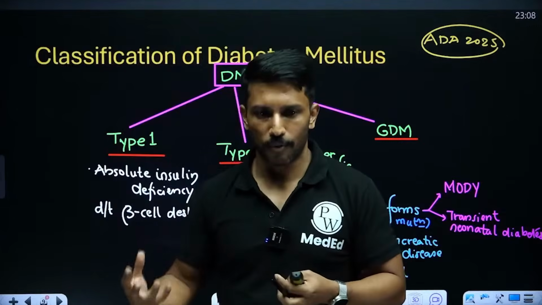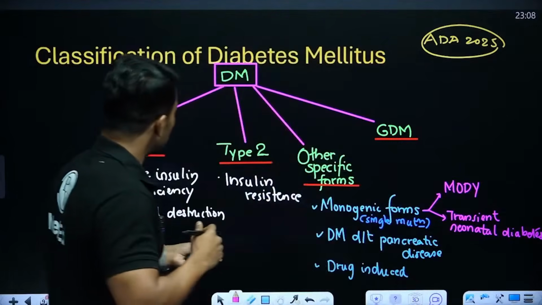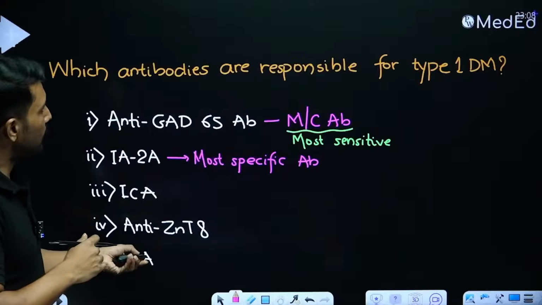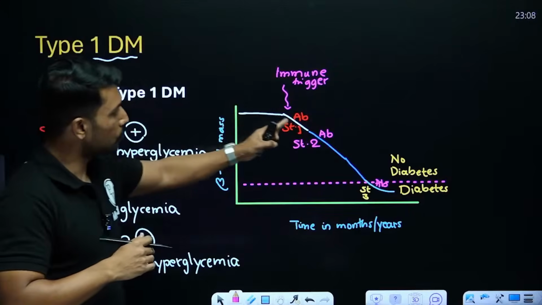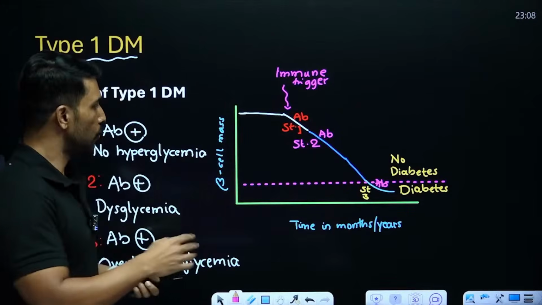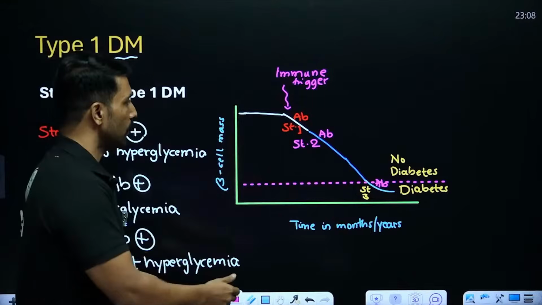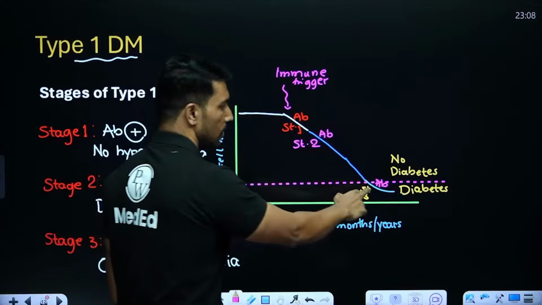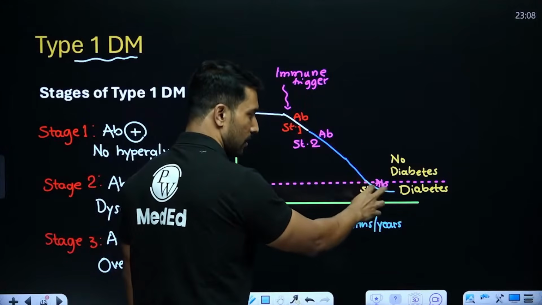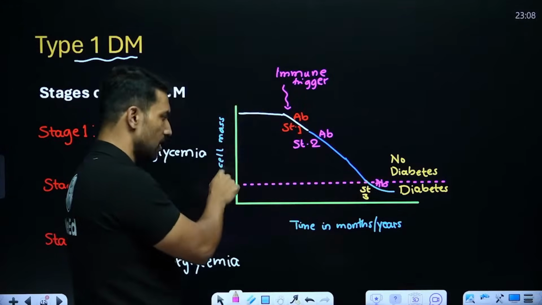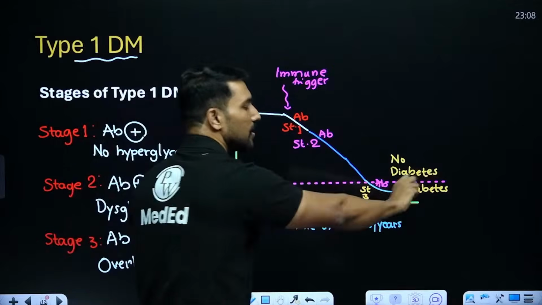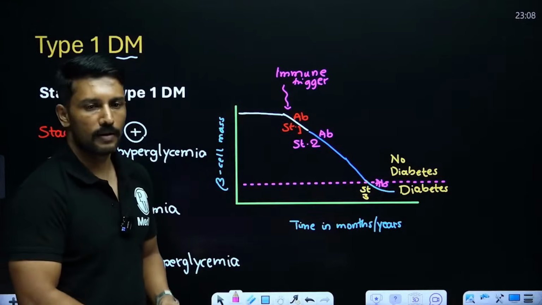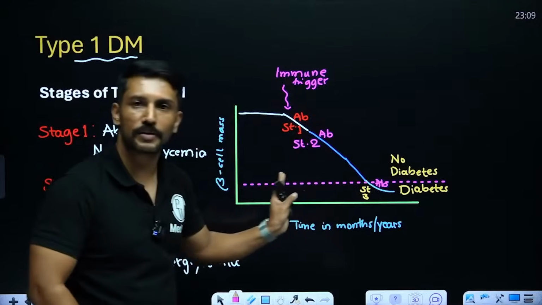So where antibody production is low, that's why the beta cell destruction is also slow. Usually what happens is, if it is type 1, once an immune trigger happens, I will go through stage 1, 2, 3, and I will end up at a value where antibodies have destroyed the beta cell mass significantly, and I will present with diabetes. Usually this happens before 25 years of age.